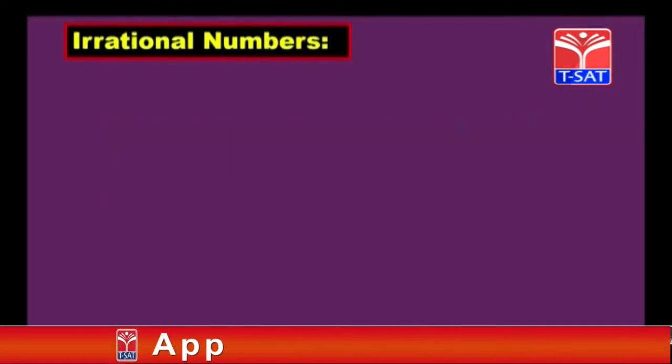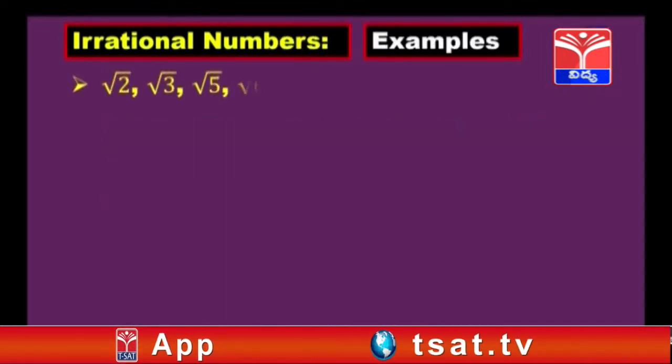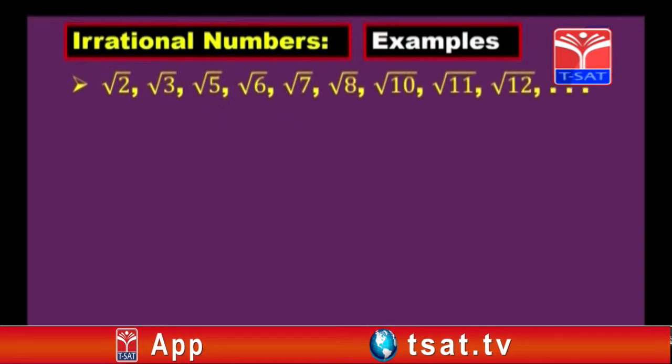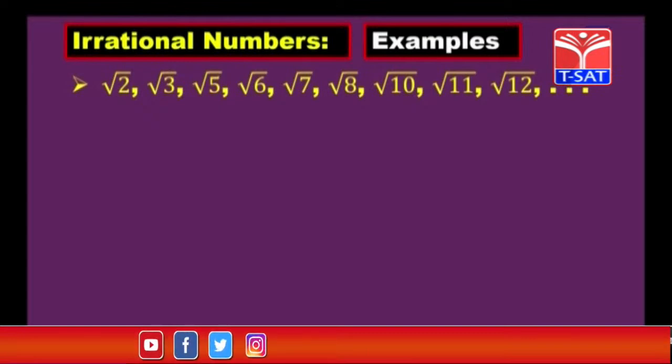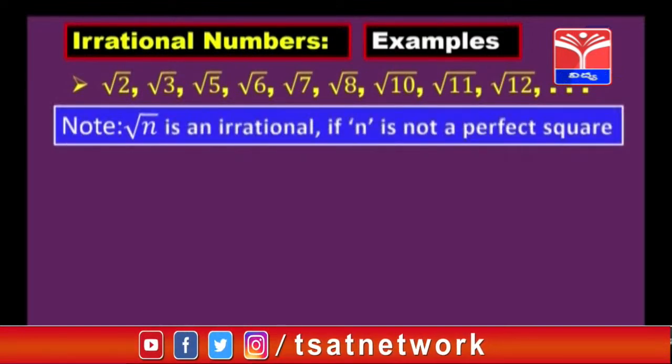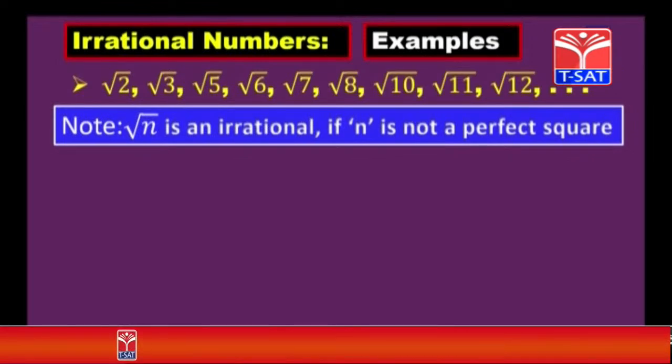Now let us see examples of irrational numbers. Root 2, root 3, root 5, root 6, root 7, root 8, root 10, root 11, root 12. These are all irrational numbers. Here we can note that root n is irrational if n is not a perfect square. Also the cube root of 2, cube root of 3, all of these are irrational numbers.